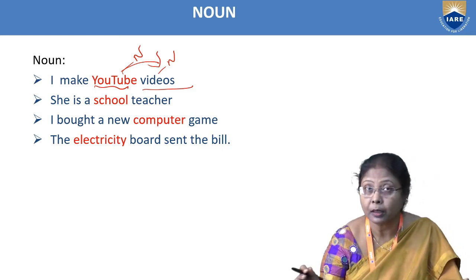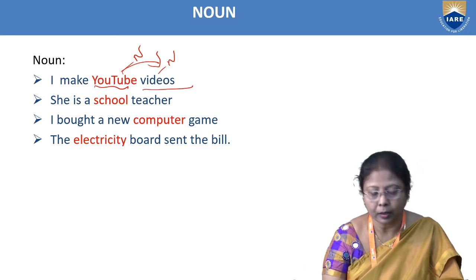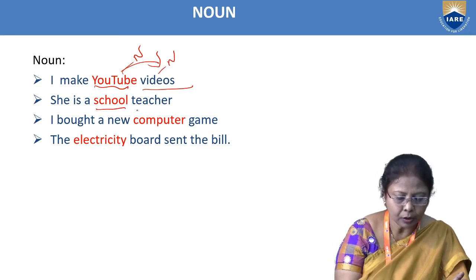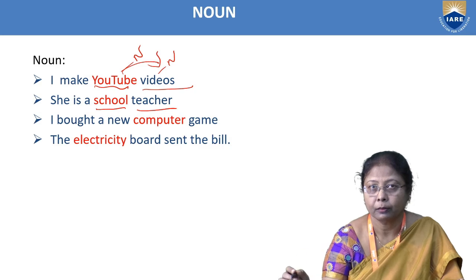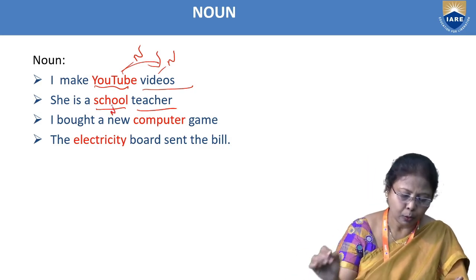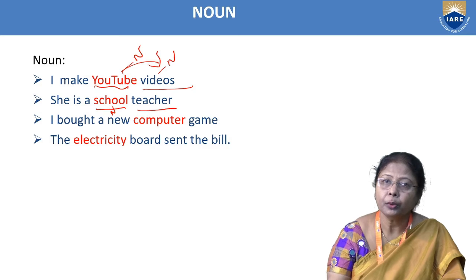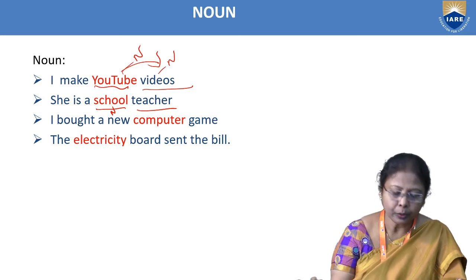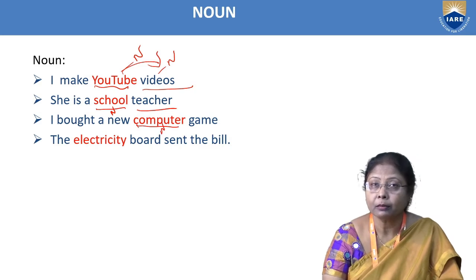And the next sentence is, she is a school teacher. School is a noun and teacher is also a noun. One noun is modifying, or determining, the other noun. School determines the noun teacher. The next sentence: I bought a new computer game. Computer is a noun and game is also a noun.